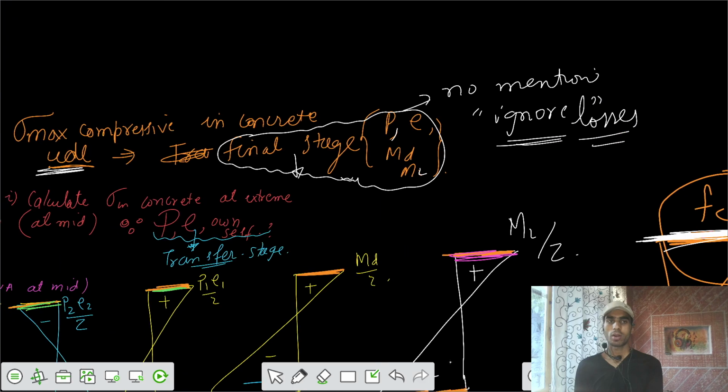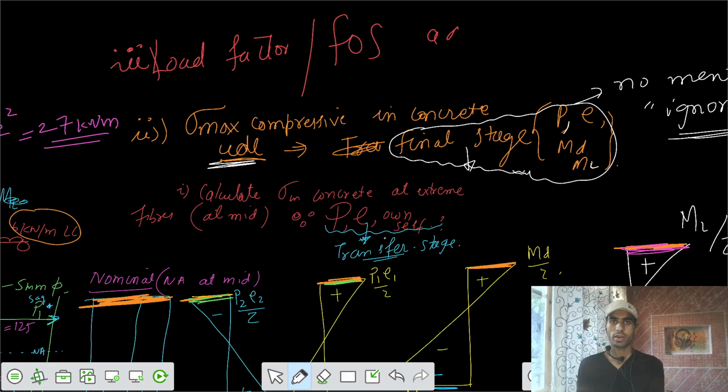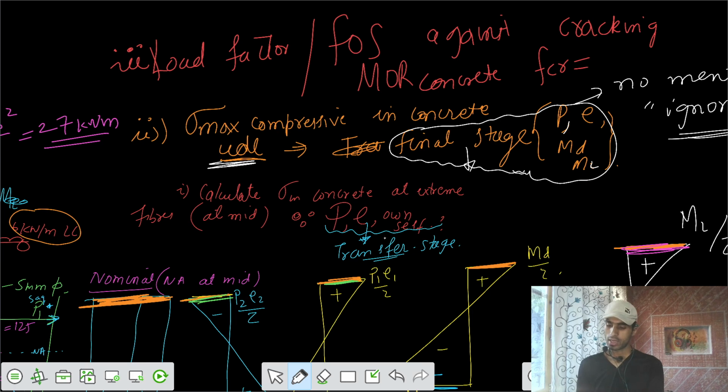And now the third part of the problem is that you have to calculate the load factor, or that is the factor of safety. Calculate the factor of safety against cracking. For that, we have the modulus of rupture of concrete, that we can say is the flexural strength FCR, that is 6.5 megapascal.